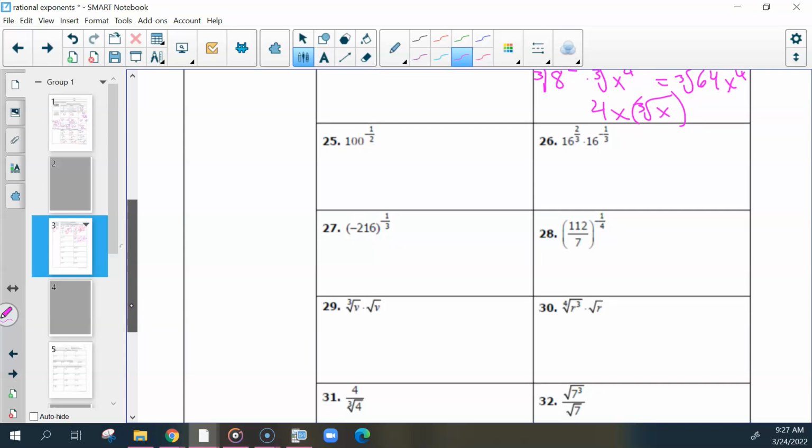This is a negative. If we have 100 raised to the negative 1/2, our negative exponent rule still comes into play. This would be 1 over 100 to the positive 1/2. Now we can write this in radical form. What would this become? 100 to the 1/2 would become what? Square root of 100. 1 over the square root of 100. What is the square root of 100?